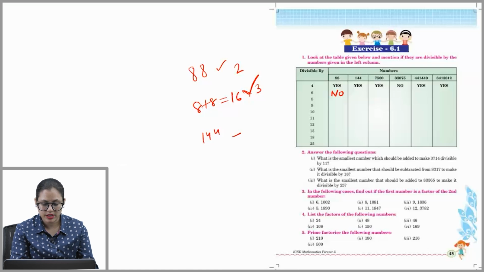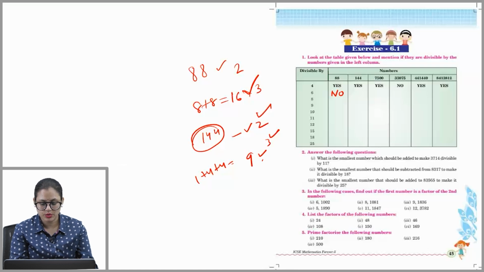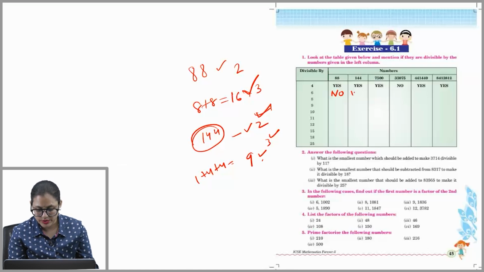144 is divisible by 2 and by 3, let's check. 4 plus 4, 8 plus 1, 9. 9 is divisible by 3, right? That means this number is divisible by 3. So this number is divisible by 2 and 3 also. That means it is also divisible by 6. Okay, students?